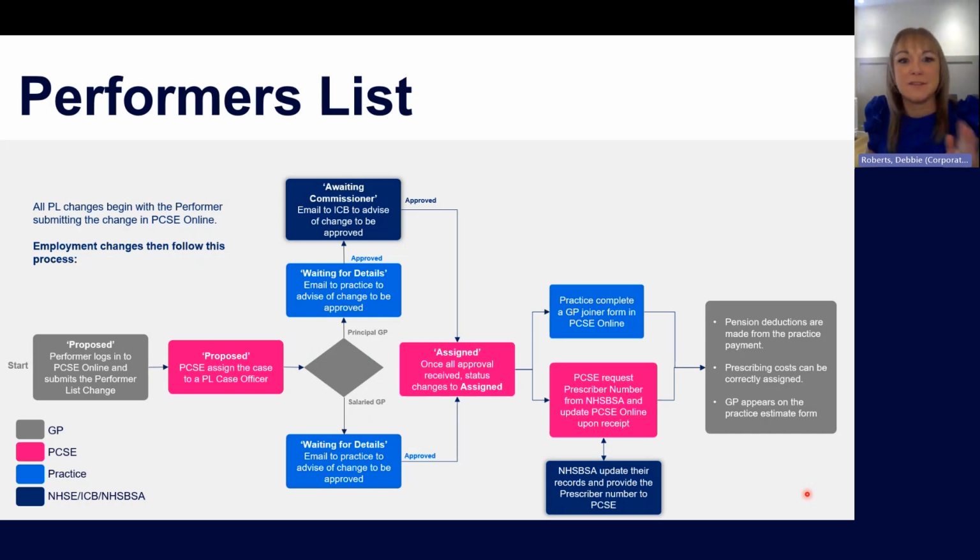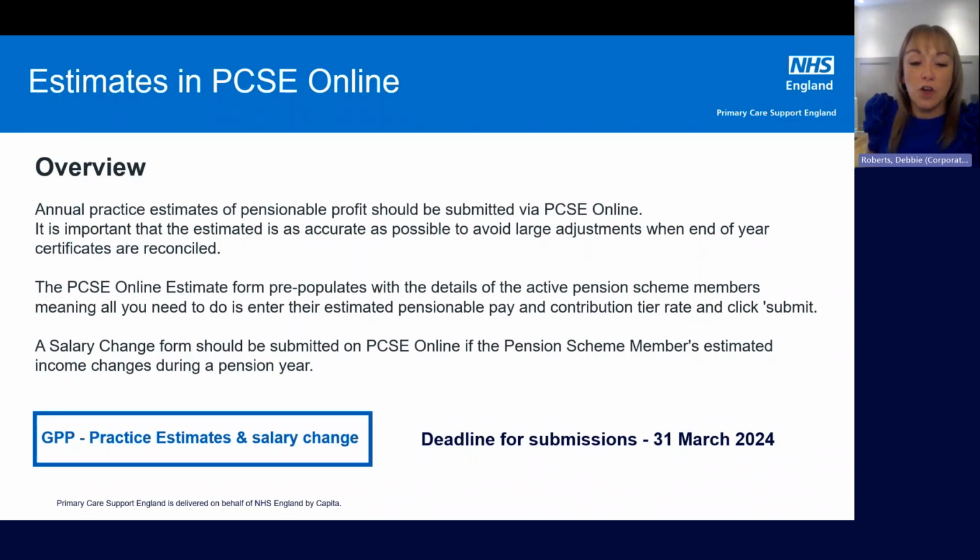So just have this in mind when you're completing things for a GP, that if they're not on the joiner, chances are the employment change hasn't been done correctly. If they're not on the estimate, chances are that the joiner's not been done correctly. Okay. So just an overview then of estimates in PCSE Online.